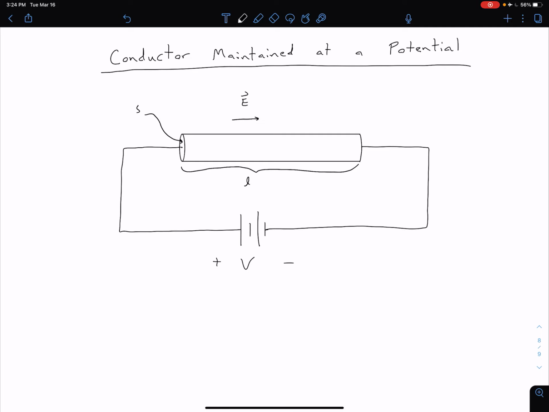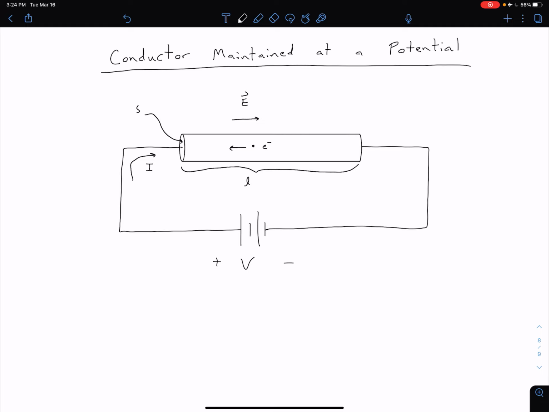We also should know that with our voltage applied with this orientation, we're going to have a current coming out of the positive terminal of our battery, going through our conductor, and then returning to the negative terminal. And of course, electron movement in this metal is going to be in the opposite direction of our electric field, so going from right to left.